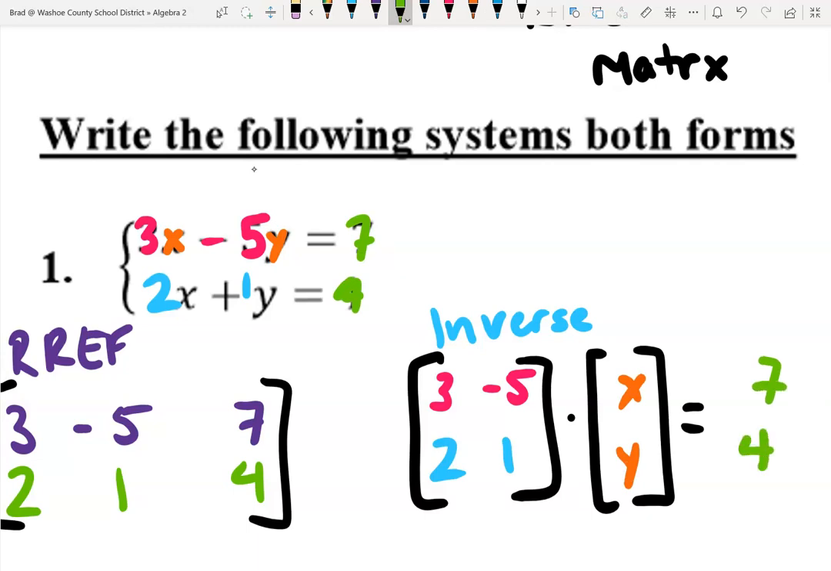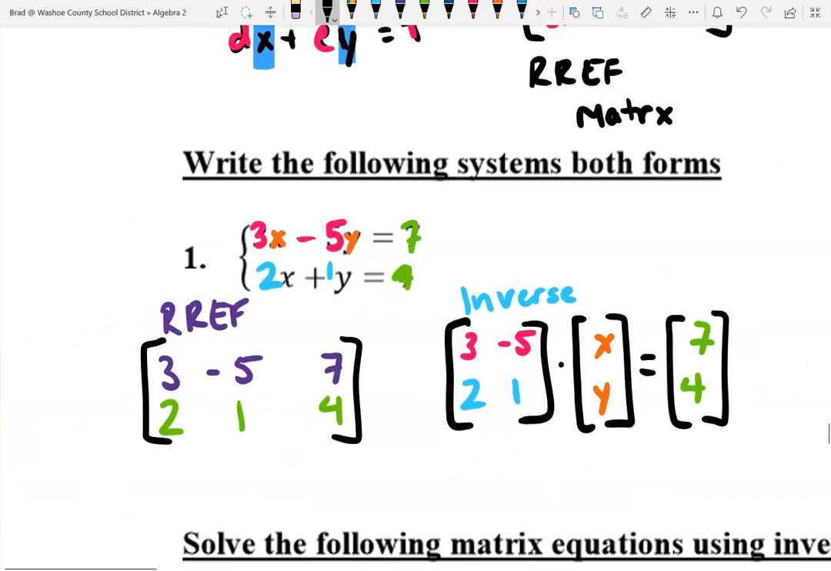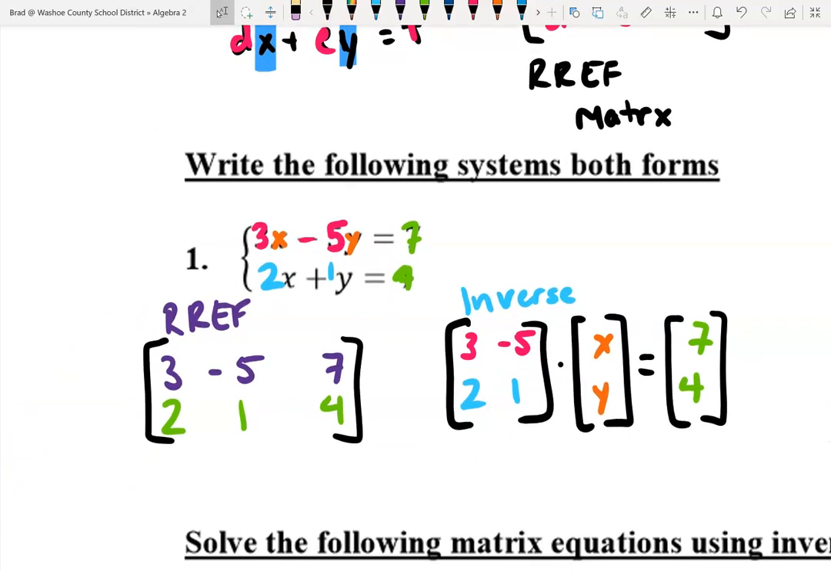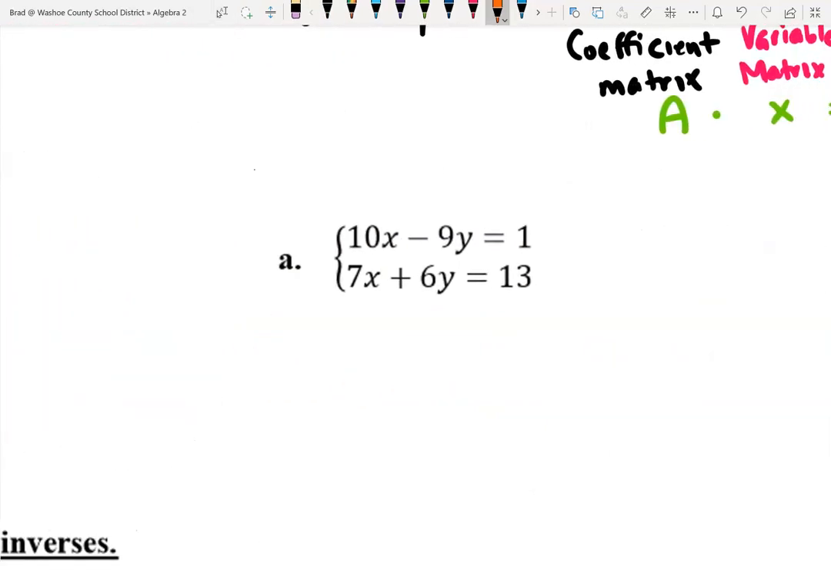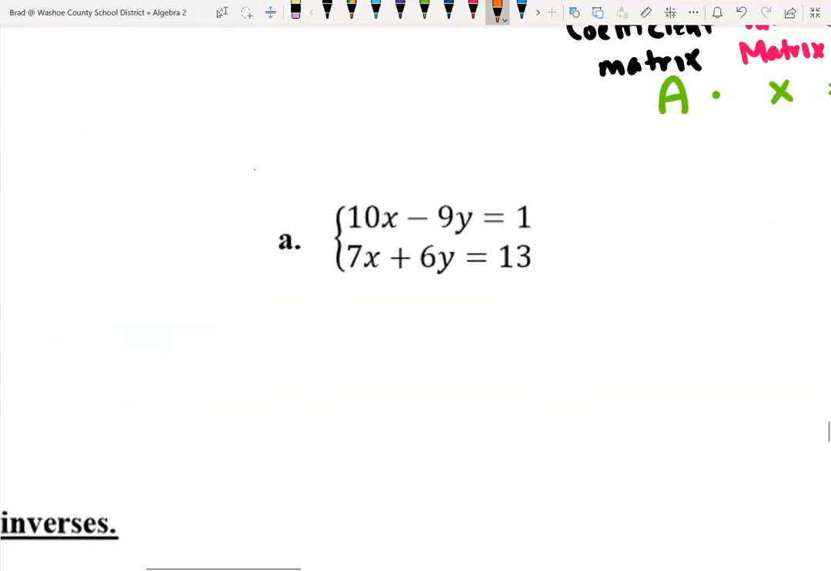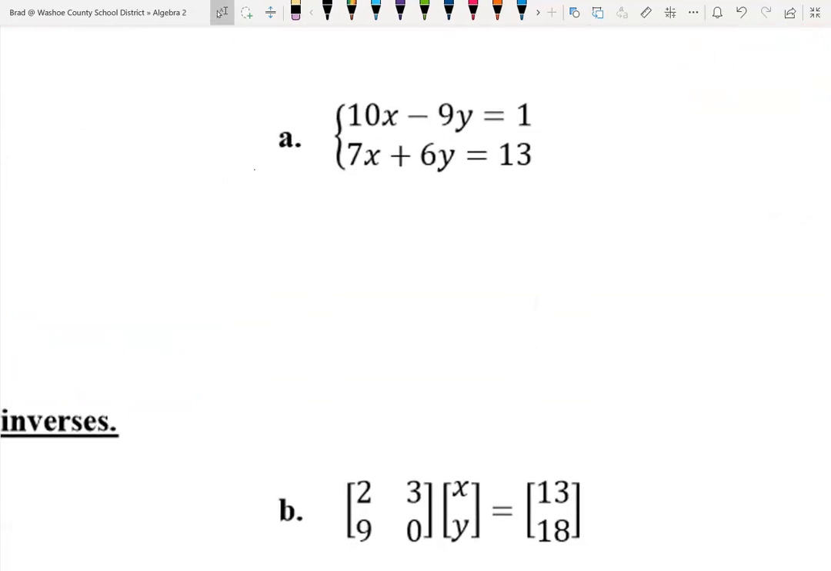So 7, 4. You're like, Mr. N, I already like the first one. Can we just do that one? Well, yeah, if the directions say pick which one you want, do the first one. But they say write both, so we have them both. So this is A times X is equal to B. And over here, this is just my RREF. So this is one matrix, the other one is 3, just so you know. All right, go ahead and hit pause and try this one. Write down both forms, and then come back and we'll see how you did.